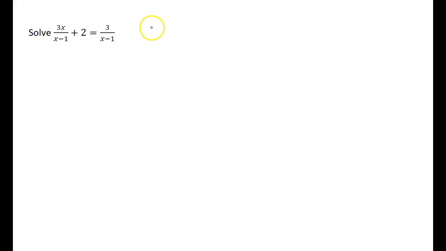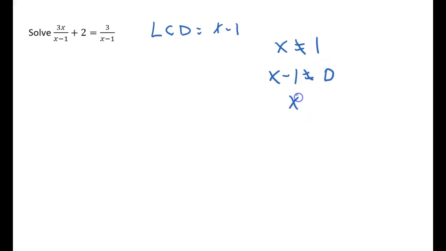Well, it looks like our LCD is x minus 1. And it looks like our domain is x cannot be positive 1. Why? Because I don't want x minus 1 to be 0. So that means that x cannot be 1. Alright, here we go. We're going to multiply everything by x minus 1.